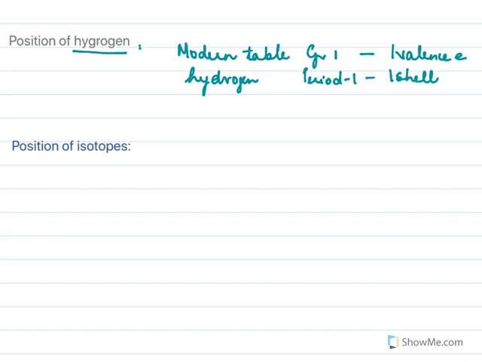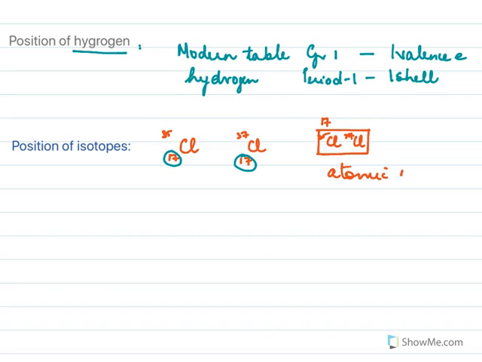Next was the position of isotopes. Mendeleev could not give a proper position to the isotopes, but the modern table solved this problem. Now look at the isotopes, for example, chlorine. Chlorine has two isotopes, chlorine 17 and chlorine 17. One has mass number 35, one has 37. Now because the modern table is based on atomic number, see this is 17 and this is 17. So both will occupy the same position, because the atomic number is 17. So Cl-35 and Cl-37 occupy the same position. So the problem of isotopes was solved in the modern table because it was based on atomic number.